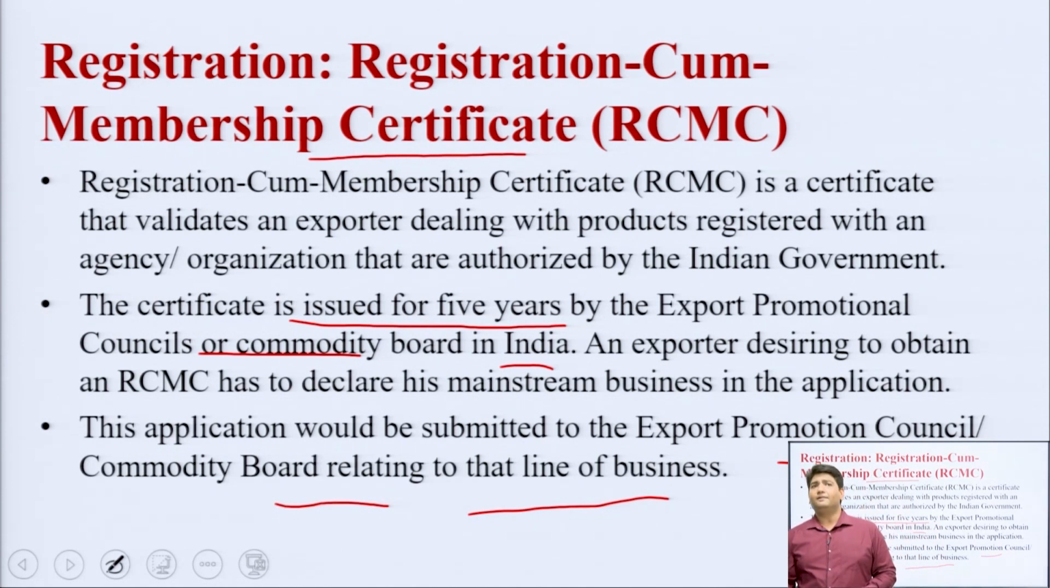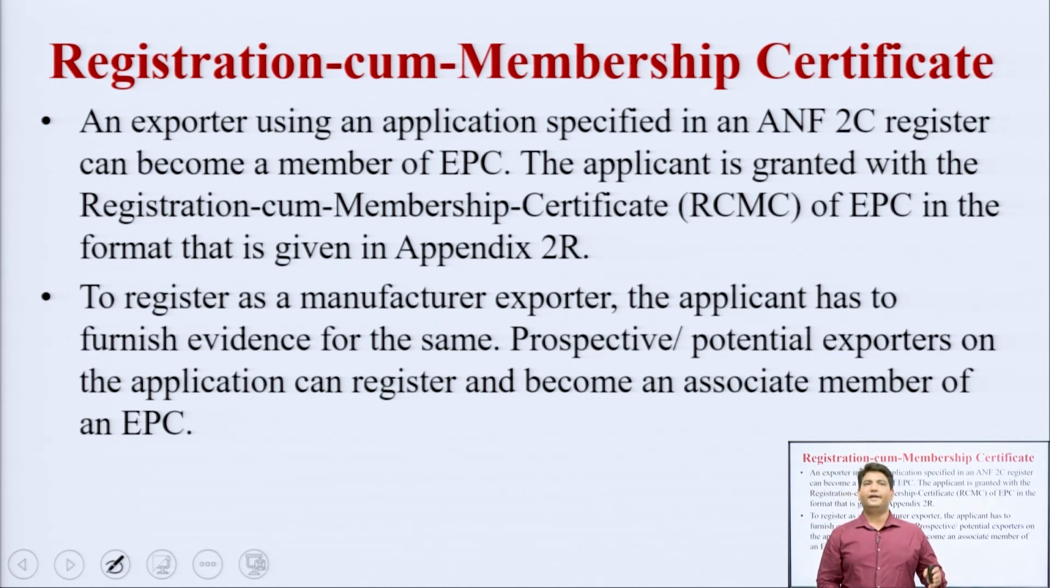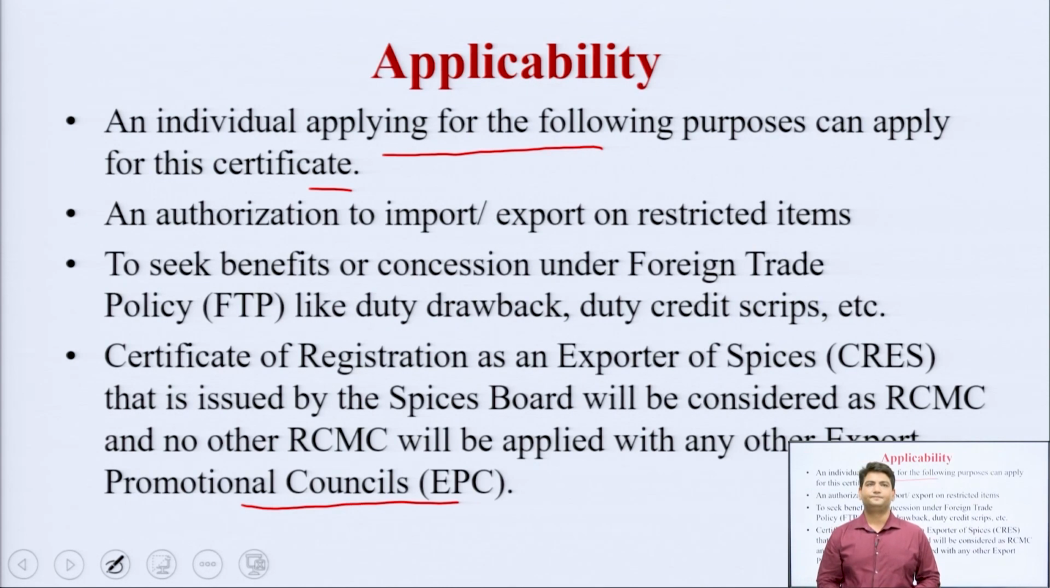RCMC. What is RCMC? It is a certificate that validates an exporter dealing with products registered with an agency or organization that is authorized by the Indian government. This certificate is issued for 5 years by the Export Promotion Council or Commodity Board of India. This application would be submitted to the Export Promotion Council or Commodity Board relating to the line of business. An exporter using an application specified in ANF 2C can become a member of an EPC.